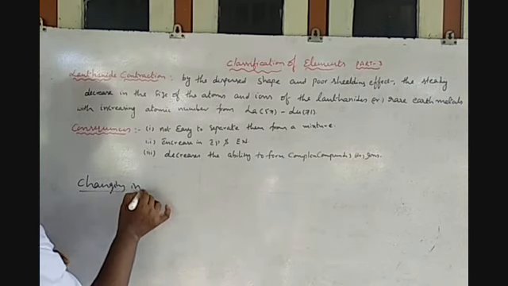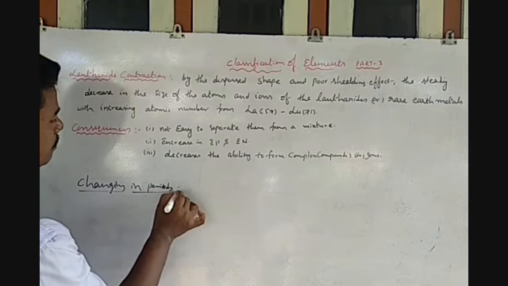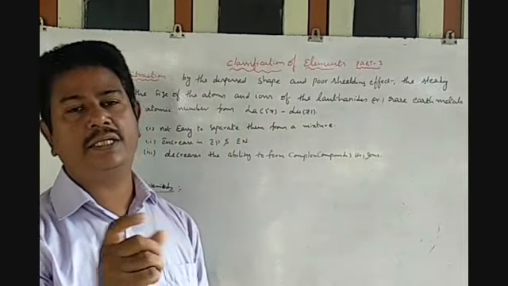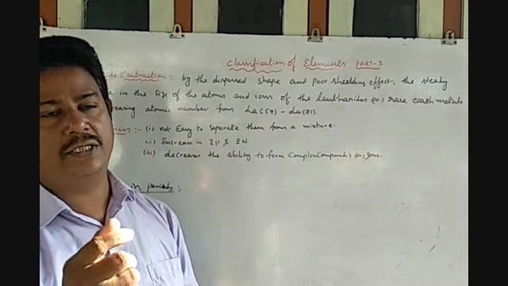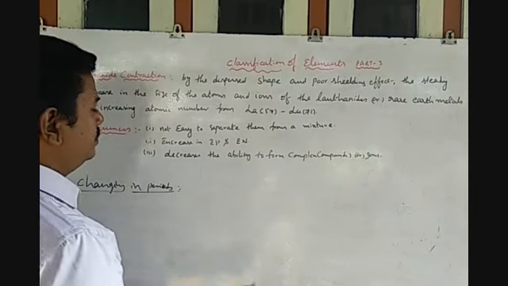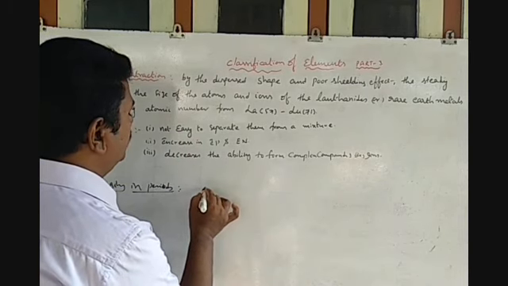Changes in periods. That means the atomic radius, how it changes in periods as well as in groups. Now we discuss. Let us observe any period, for example, the second period.